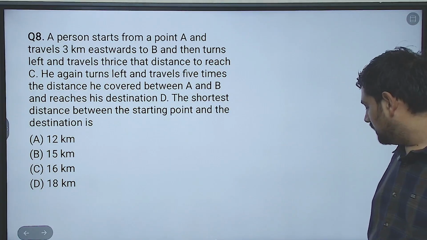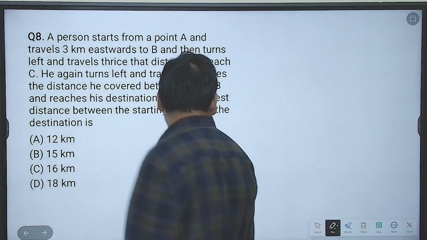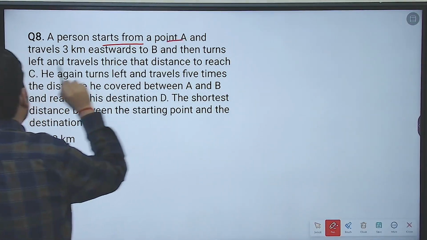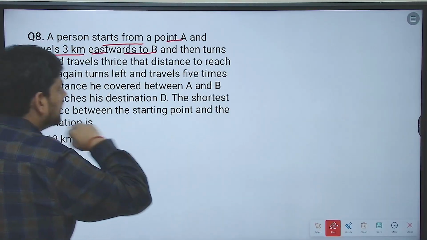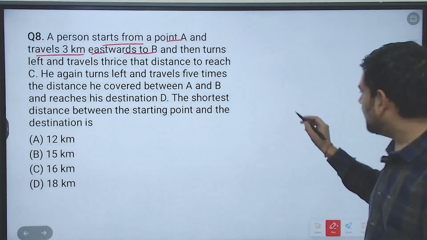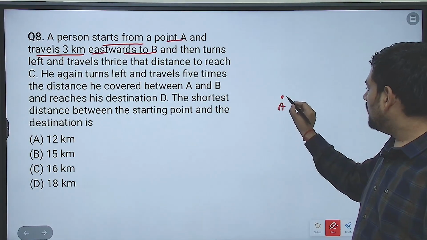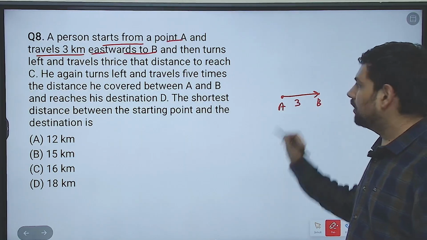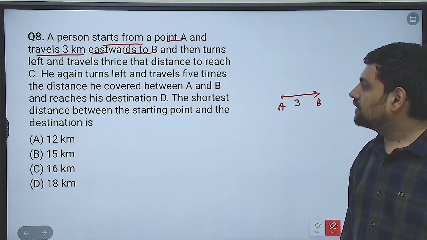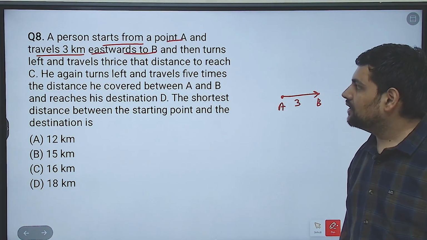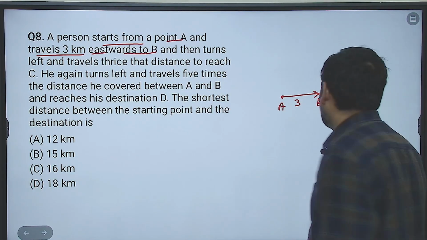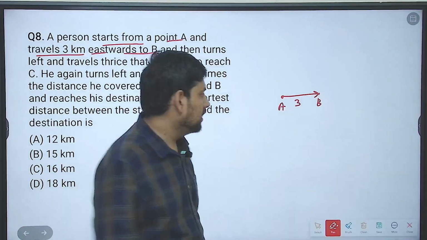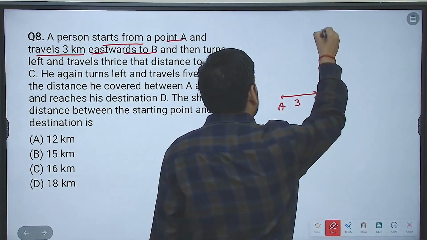Yeah, let's see this. What does it say? A person starts from point A and travels 3 kilometers eastward to point B. So he starts from point A, then travels 3 kilometers to point B, eastward. Then he turns left and travels thrice that distance to reach point C. So from here, he will turn left and go thrice the distance. So he goes thrice the distance like this.